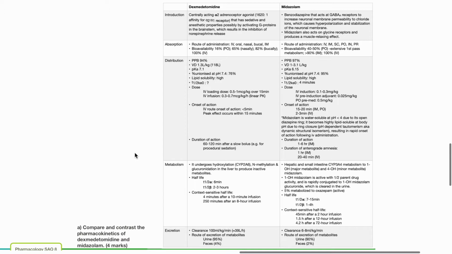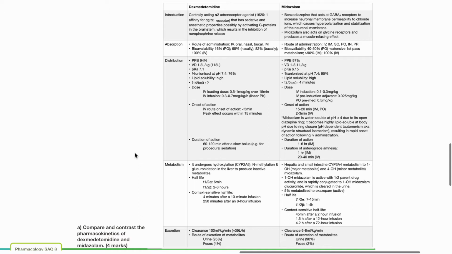IV infusion dose 0.3 to 0.7 mcg per kg per hour. Dexmedetomidine shows linear pharmacokinetics. Onset of action via IV route is less than 5 minutes and peak effect occurs within 15 minutes. Duration of action is 60 to 120 minutes after a slow bolus. For example, for procedural sedation.